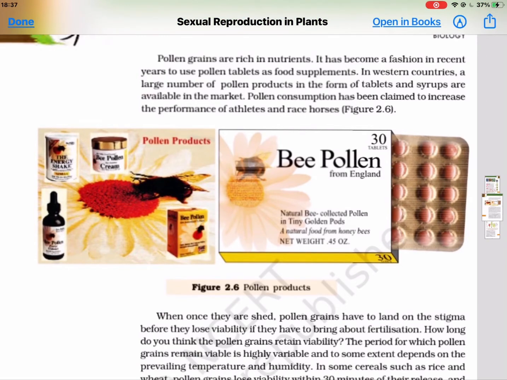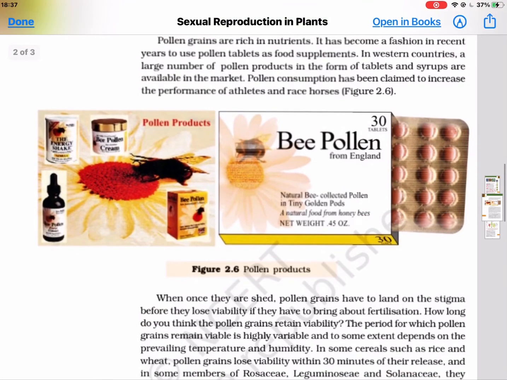Pollen grains are rich in nutrients. It has become a fashion in recent years to use pollen tablets as food supplements. In Western countries, a large number of pollen products in the form of tablets and syrups are available in the market. These are the uses of pollens. Pollen consumption has been claimed to increase the performance of athletes and race horses.